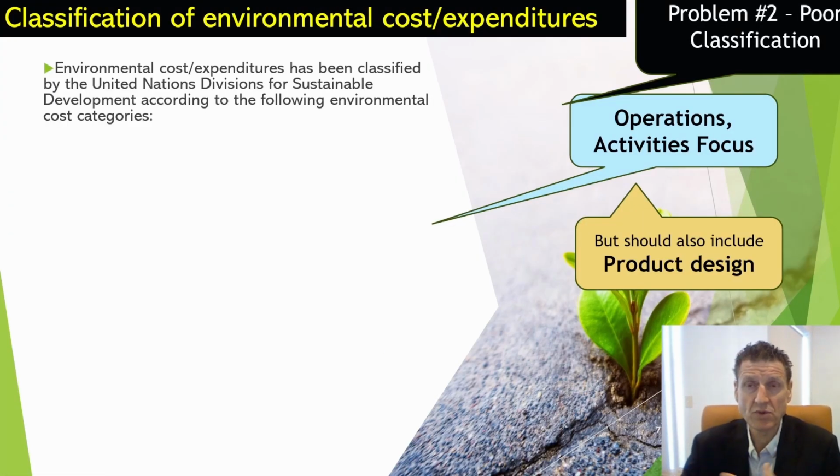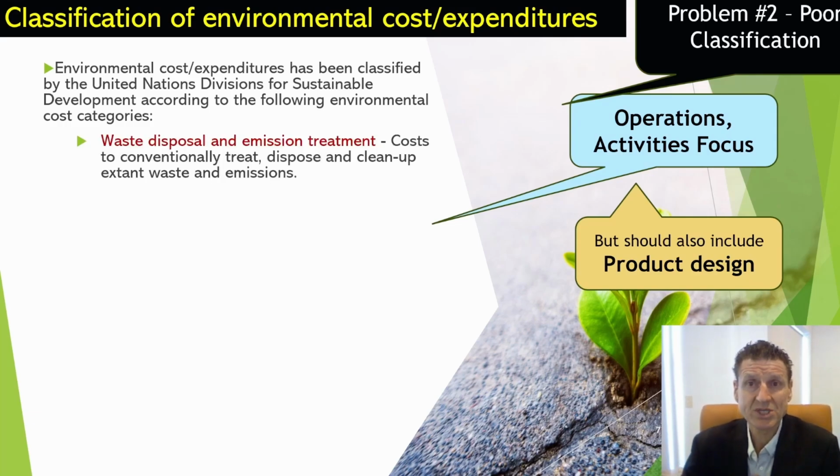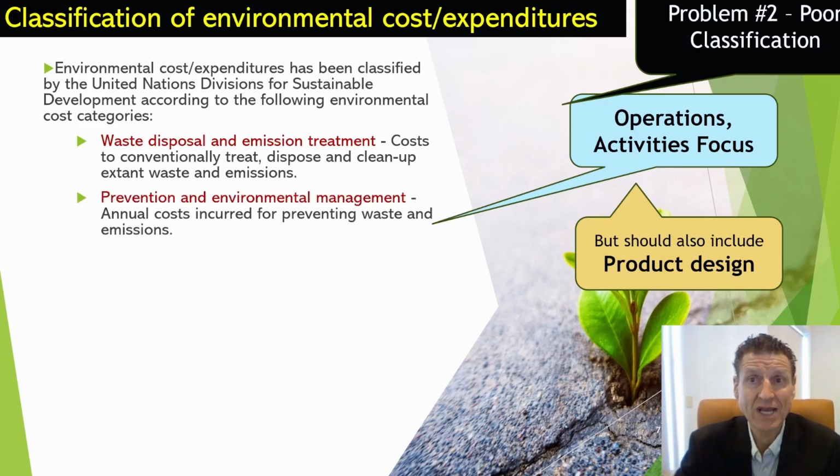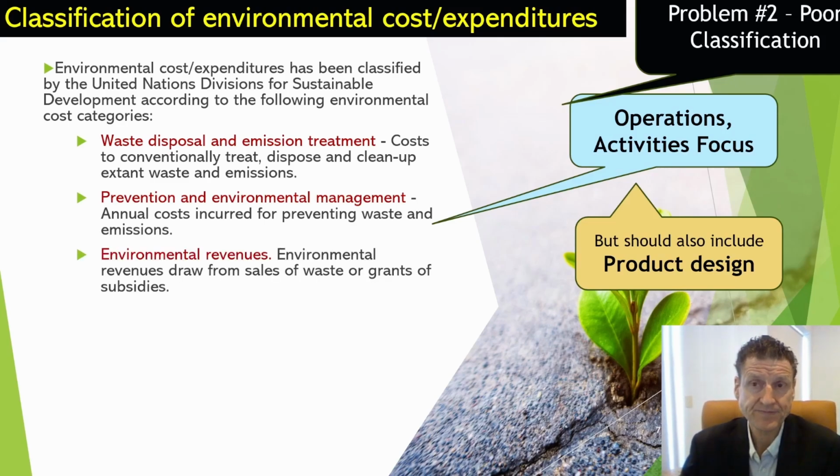Let's just have a look at this in a little bit more detail. So for example, environmental costs and expenditures have been classified according to the following environmental cost categories. There's waste disposal and emission treatment, costs to conventionally treat, dispose and clean up extant waste and emissions. There's prevention and environmental management, annual costs incurred for preventing waste and emissions. And environmental revenues, that's revenues drawn from sales of waste or grants of subsidies.